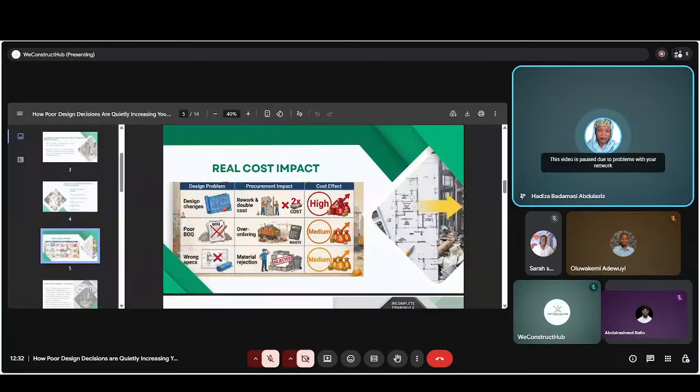So the real cost. Let's look at how the design problem translates into real financial impact on a project. Under design change: whether you like it or not, when the design changes during construction, work already done has to be redone. You pay for more labor and materials twice. This is one of the most expensive mistakes.